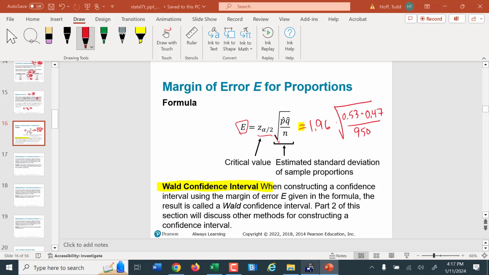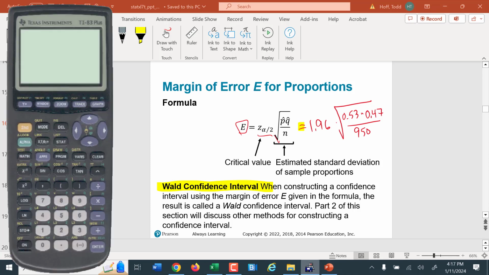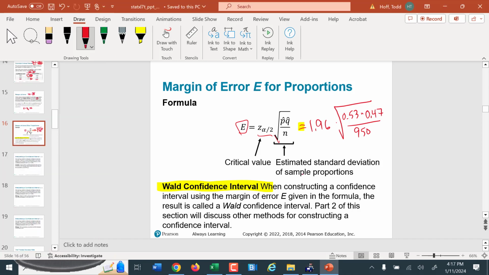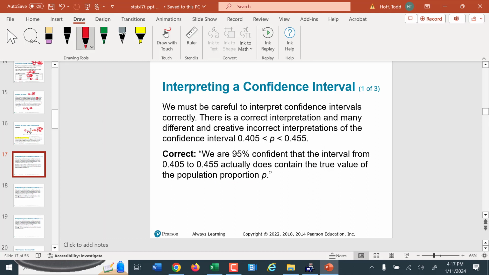If we calculate that out, I'm just going to do it on the on-screen calculator here. 1.96 times the square root of 0.53 times 0.47 divided by 950. Close my square root. I get 0.0317, and let's follow through and see how that comes out with our example here. So, must be careful to interpret confidence intervals. So we get the value here.